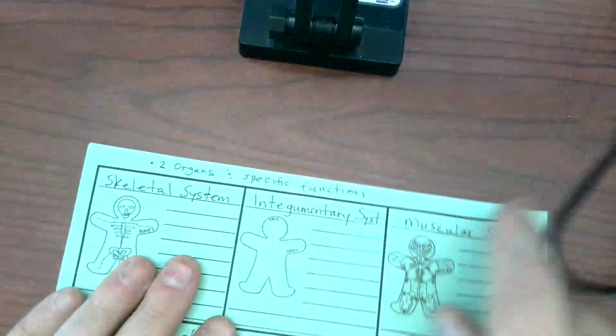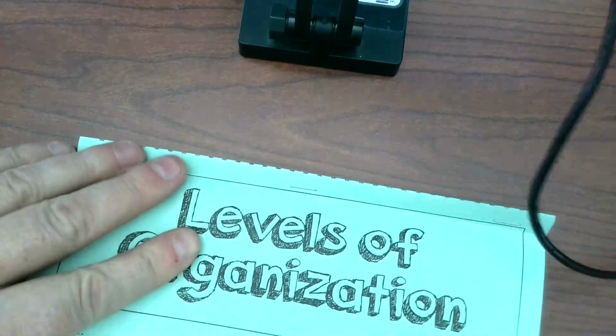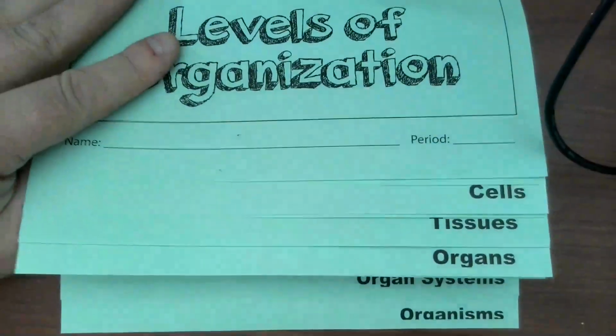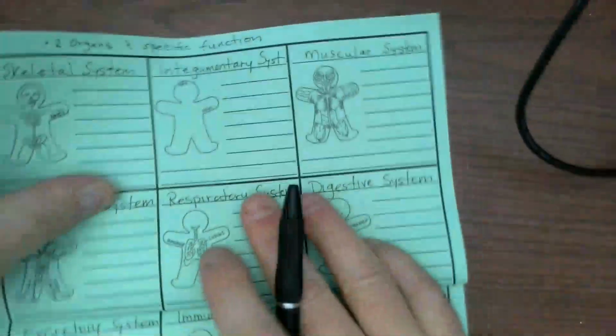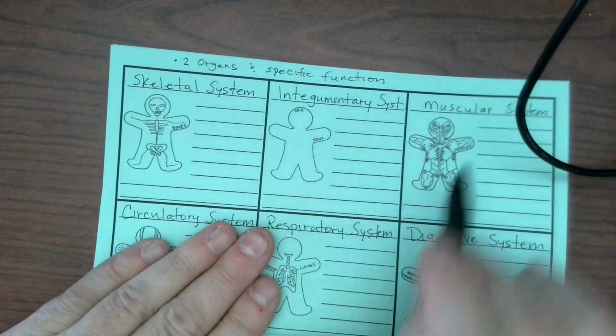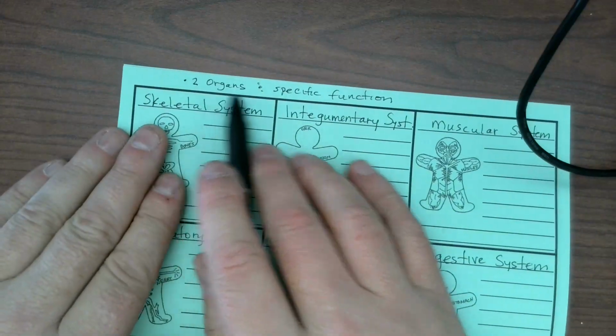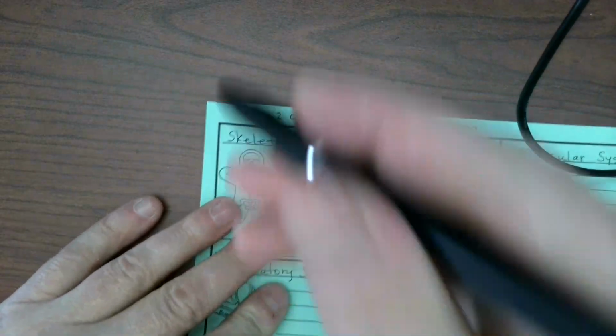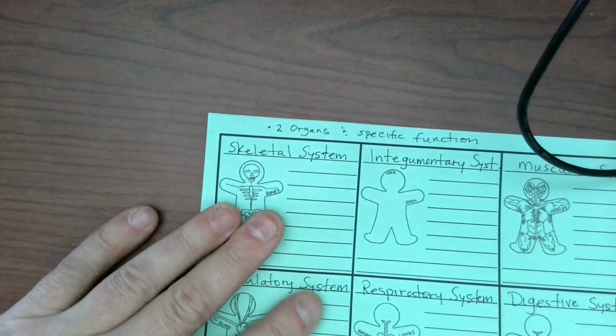Okay. All right, remember, we should have cells done, tissues done, organs done. So now we're on organ systems. In the last video, we put these names in, but we said we wanted 2 organs and the system's specific function. So let's just jump in with the skeletal system.